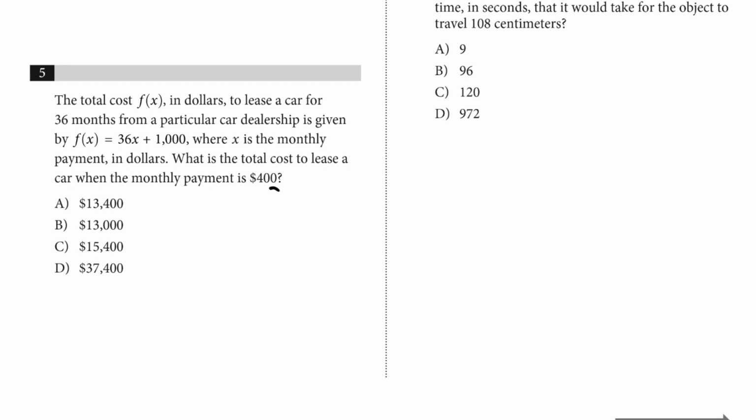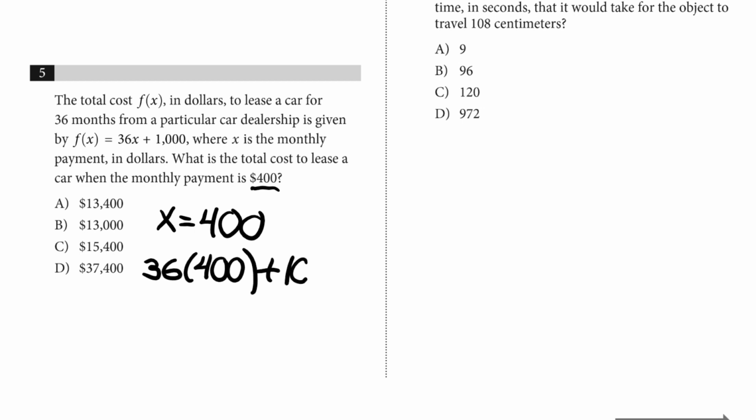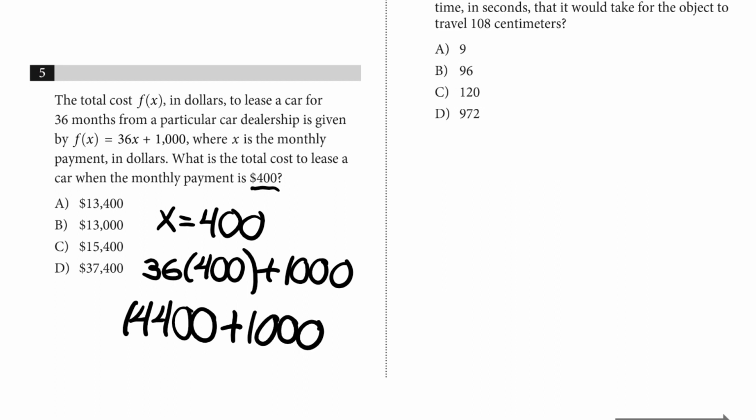So by giving us 400 as a monthly payment, what they're telling us is that x equals 400, and we need to plug that into the equation. So it's going to be 36 times 400 plus 1,000. 36 times 400 is 14,400 plus 1,000 gives us 15,400, which will be C.